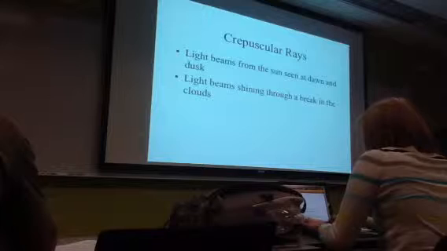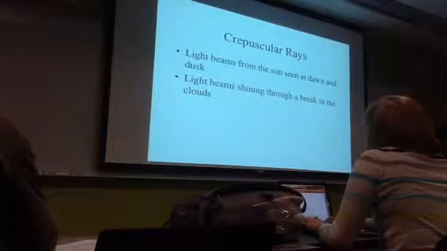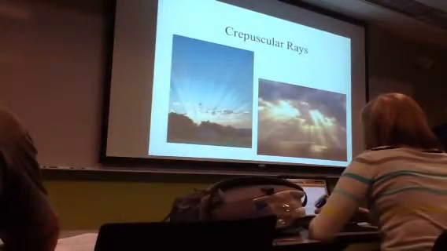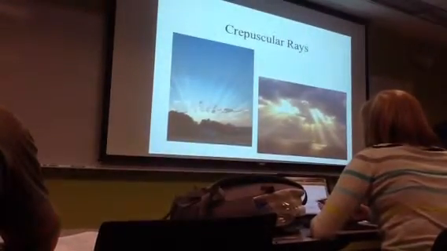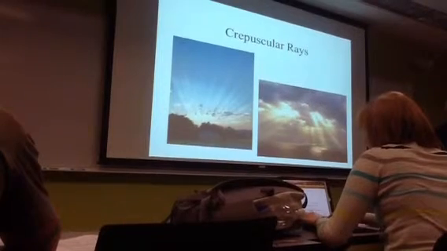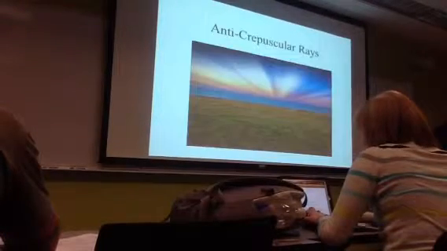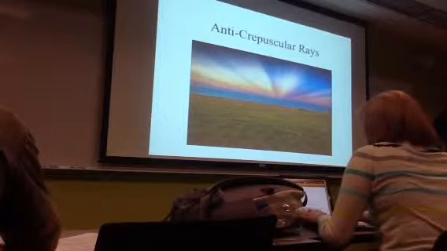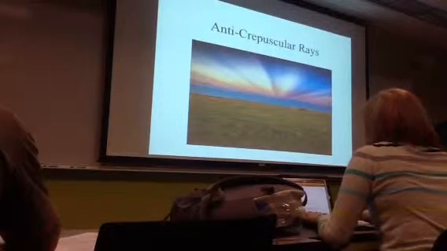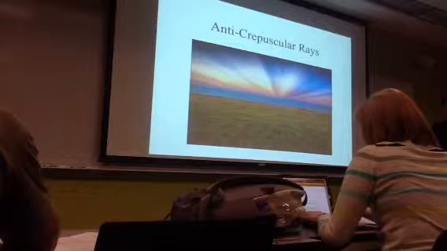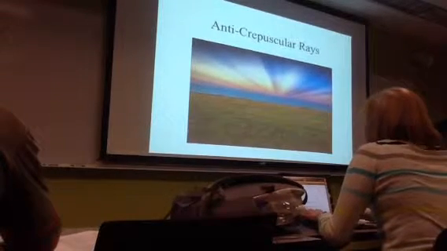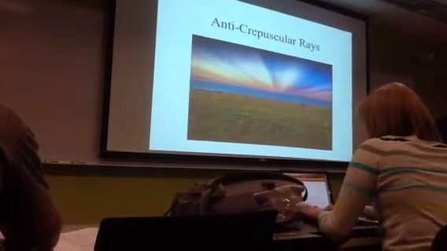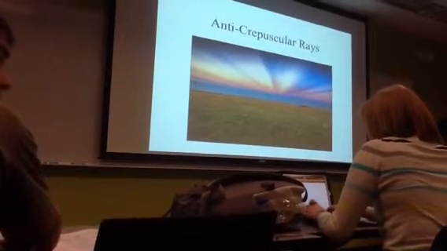Know what corpuscular rays are? And know the two types. Know where to find anti-corpuscular rays. The opposite horizon? Opposite horizon. So if this were looking east, then that means the sun is setting in the west. Vice versa, if this were looking west, the sun is rising from the east.